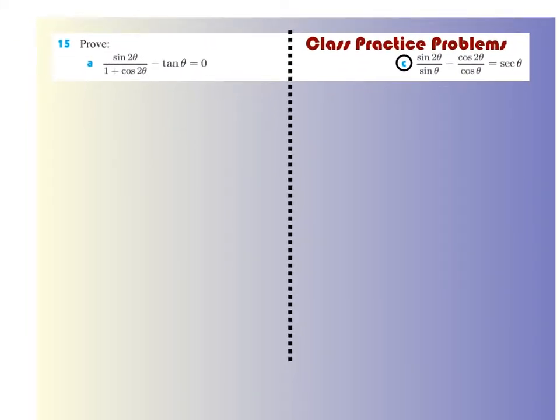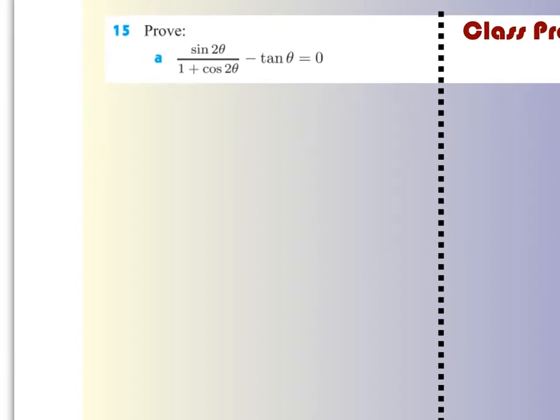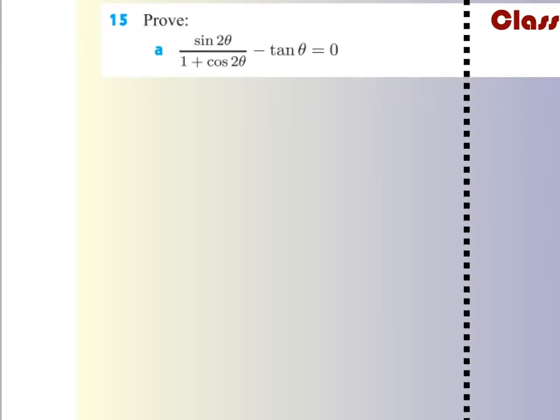Alright, so a bulk of today's lesson is proving identities. What I want to do is run through a few of these. These are some practice problems that you'll be doing in class, but I'd like to run through them. We'll start here with 15a.